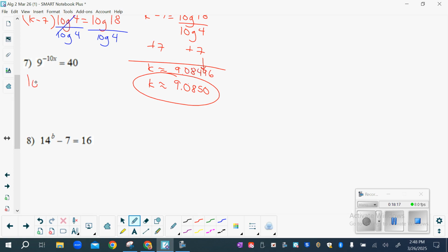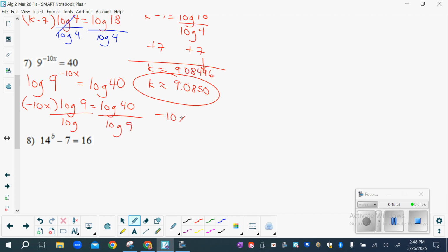Good. Take the log of both sides, log of 9 to the negative 10x is log of 40. We know what to do next. Hang on just a little bit longer, almost done. Two more, guys. Come on. So what next? Divide both sides by log 9. We have negative 10x is log 40 over log 9.